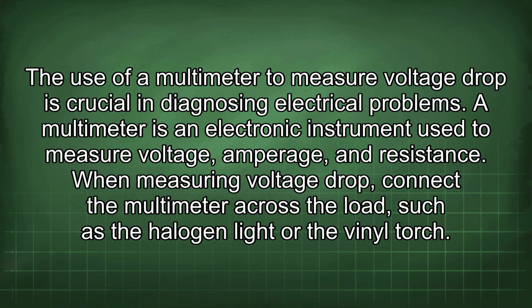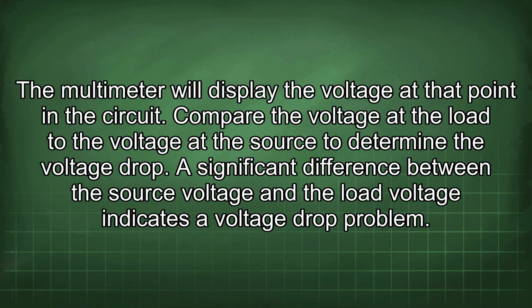The use of a multimeter to measure voltage drop is crucial in diagnosing electrical problems. A multimeter is an electronic instrument used to measure voltage, amperage, and resistance. When measuring voltage drop, connect the multimeter across the load, such as the halogen light or the vinyl torch. The multimeter will display the voltage at that point in the circuit. Compare the voltage at the load to the voltage at the source to determine the voltage drop. A significant difference between the source voltage and the load voltage indicates a voltage drop problem.